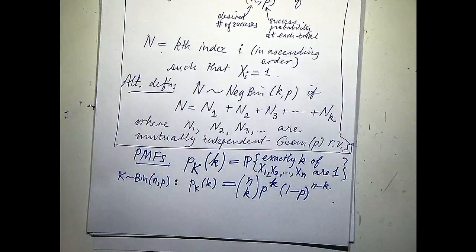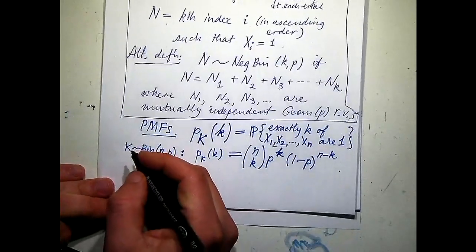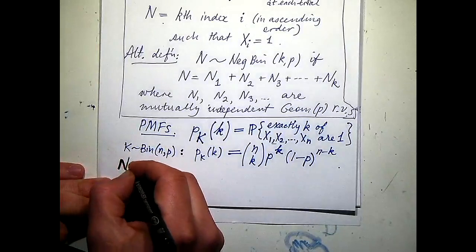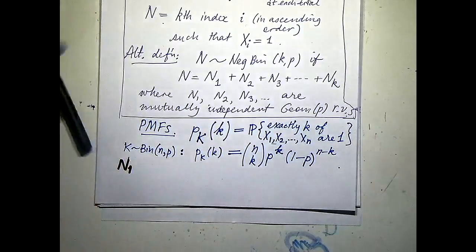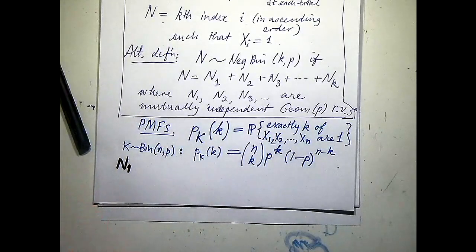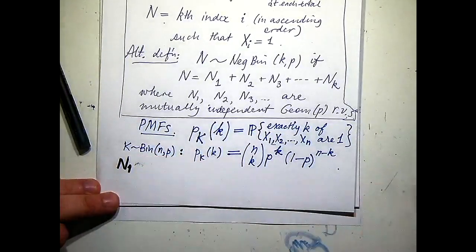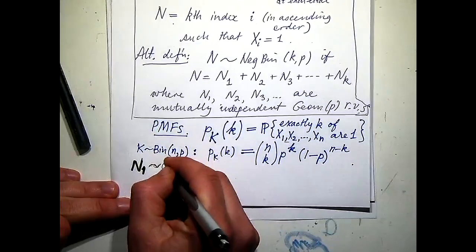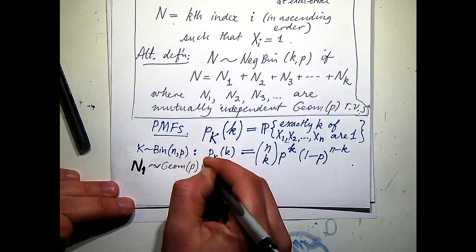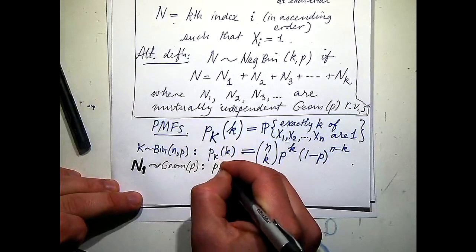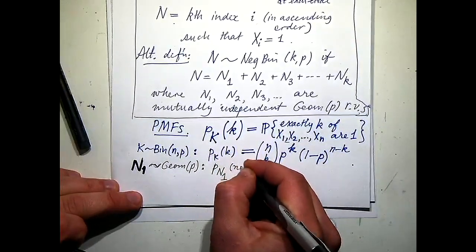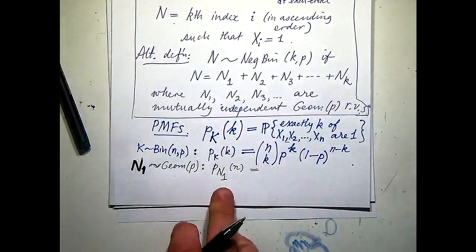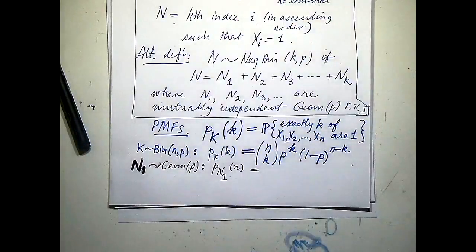The second one is for geometric, and I'll use N1 as I've been using for geometric. N1 has a geometric p distribution. Now I want the probability that N1 is equal to some specific value n. Okay? So remember what that means. The first time that you get a success is on the nth trial. That actually tells you everything about the pattern of successes and failures, doesn't it?